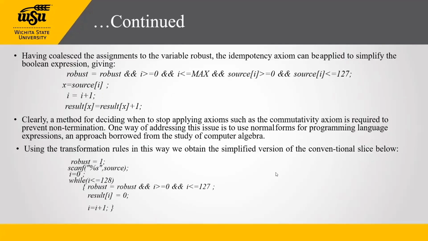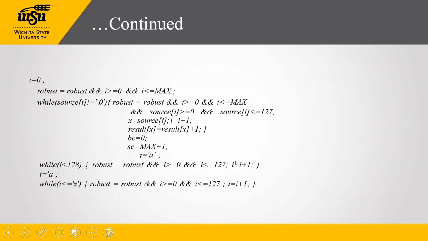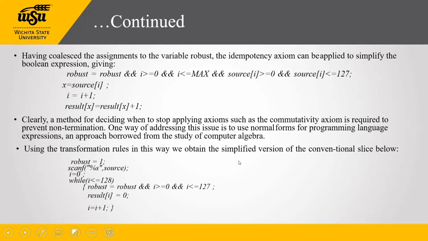And then having coalesced the assignments to the variable robust, the idempotency axiom can be applied to simplify the Boolean expression, giving robust and robust. The same statement will be created. So x equal to source of I, and then I equal to I plus 1, result of x equal to result of x plus 1.